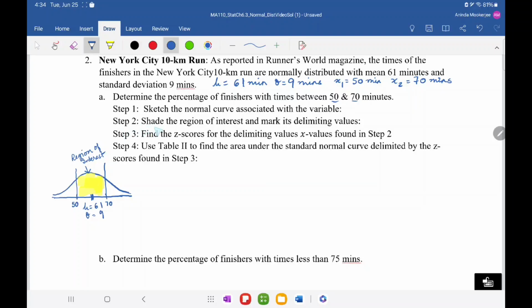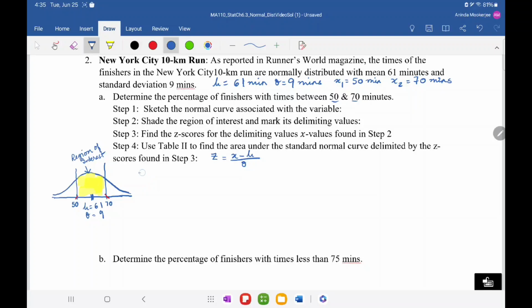So in step 2, it says shade the region of interest, which we already did. We shaded the region of interest and mark its delimiting values. The delimiting values are this 50 and 70, right? And then in step 3, it says find the z-scores for the delimiting values, that's 50 and 70. Again, the formula for the z value, you may want to keep that before you. Again, it'll be available on the formula sheet, but by this time you should have it memorized. X minus mu over the standard deviation, sigma.